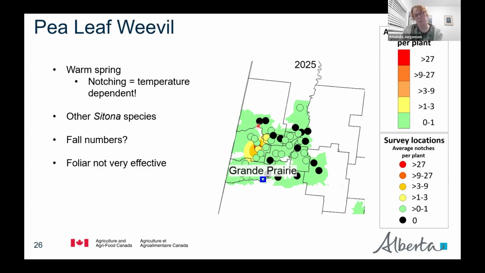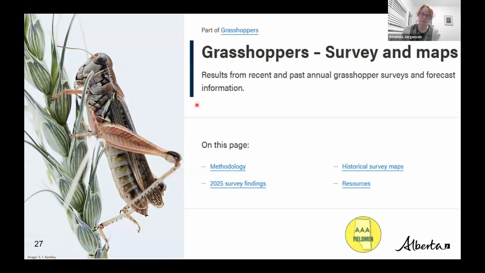And another thing to keep in mind if you're out in the spring and seeing lots of notching in pea fields is that while we do have an economic threshold for adult damage, more research has shown that the foliar insecticide applications are not as effective as the seed treatments. So the seed treatments really are kind of the gold standard if you are having pea leaf weevil issues.